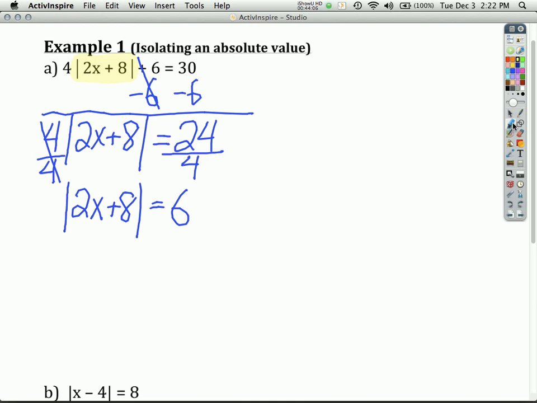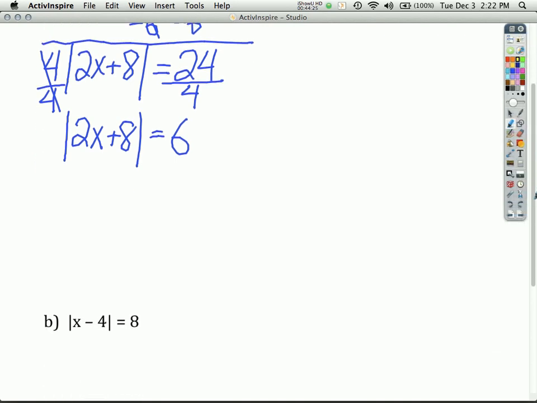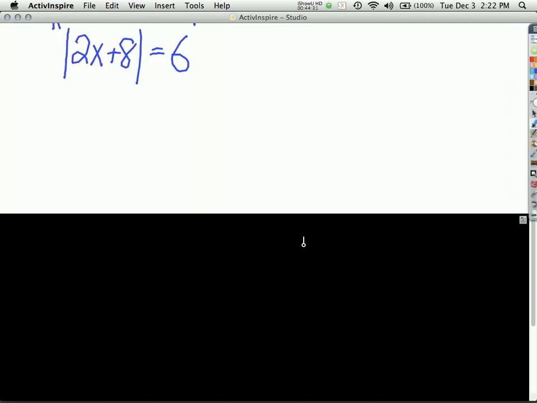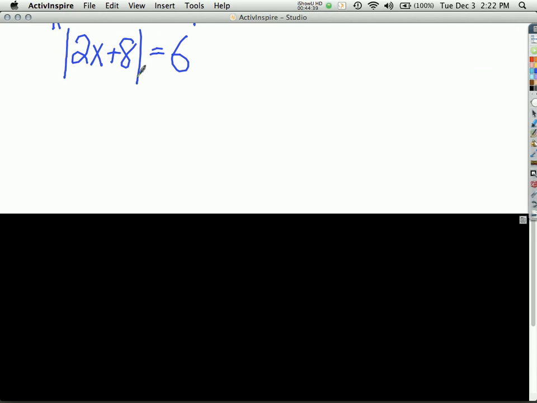So we've now isolated the absolute value. Now this is a distance. And now we can actually proceed and solve. The way we do this is by rewriting the equation as 2 equations. So here's what it's going to look like. We're going to rewrite this exact same thing, except we drop the absolute value symbol. So we got 2x plus 8 equals 6.